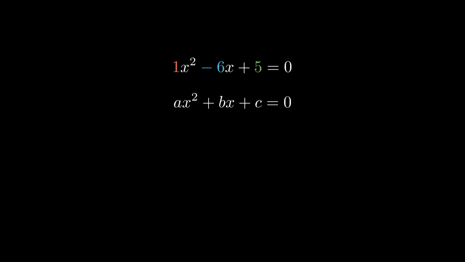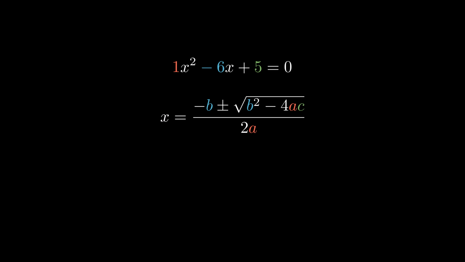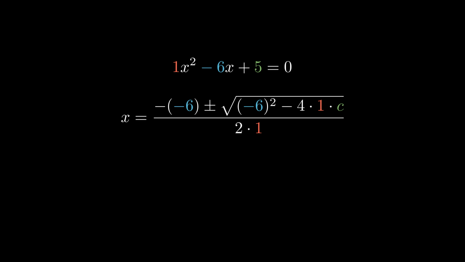Only from this form can we correctly identify the letters A, B, and C, because in the quadratic formula, A, B, and C must be substituted in the correct places. Note that no x values are substituted into the formula, only those highlighted coefficients. In place of A, we substitute 1. In place of B, we substitute negative 6 in parentheses. Remember to use parentheses for negative numbers. And in place of C, we substitute 5.